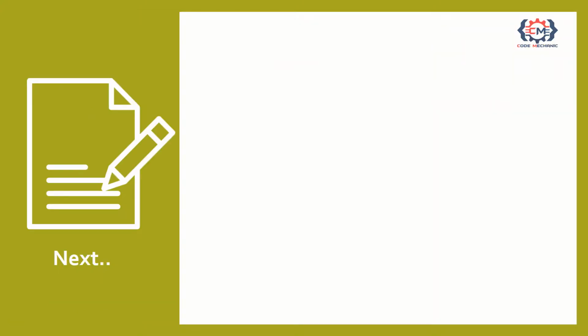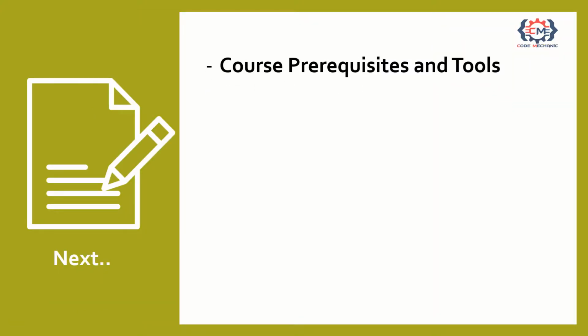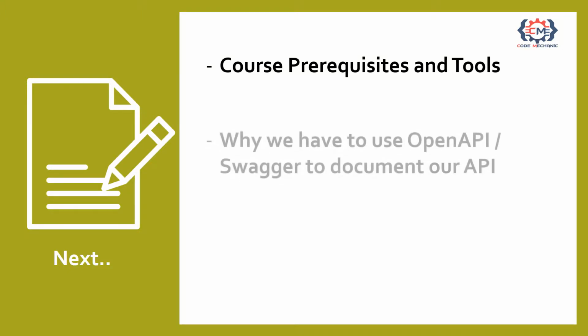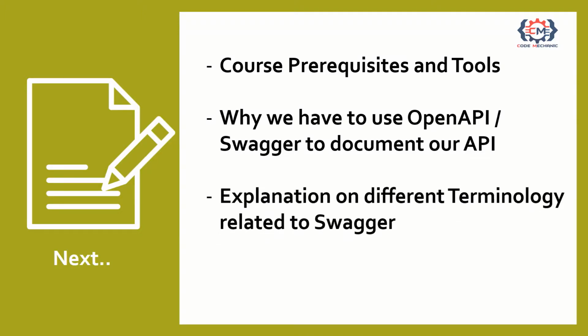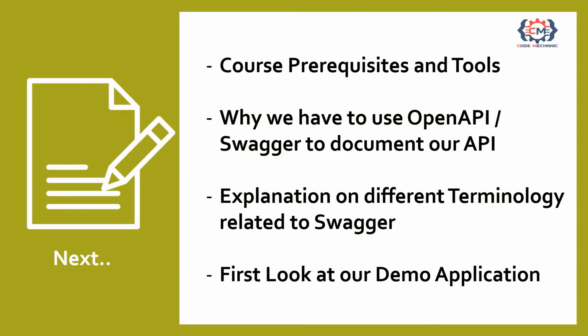We are starting the course by looking at the course prerequisite and tooling and framework version we are going to use. Then we will look at OpenAPI, also known as Swagger, and see why it is important to document an API. We will also clear up some terminology confusion between Swagger, OpenAPI, Swashbuckle, and so on. We will end this video by looking at the demo application.